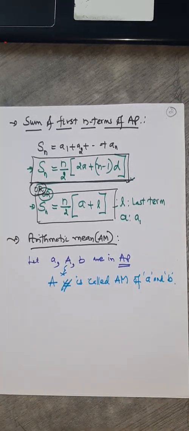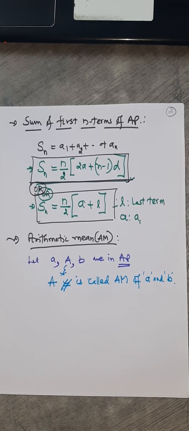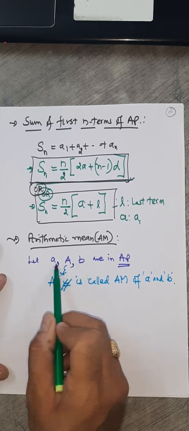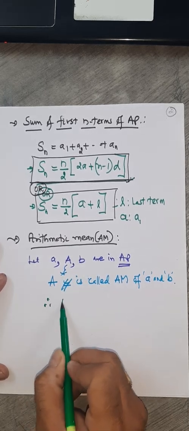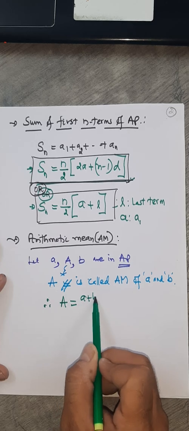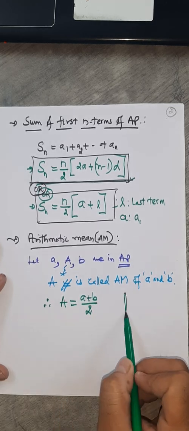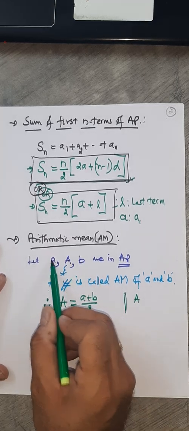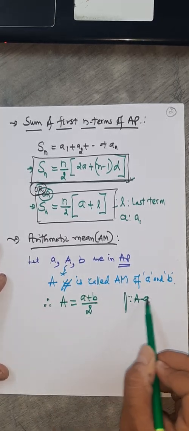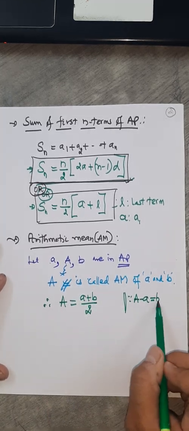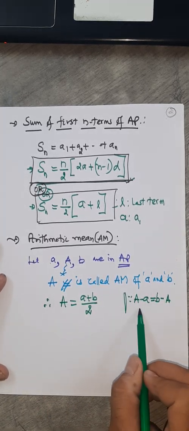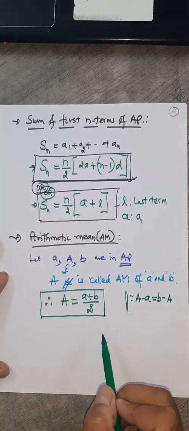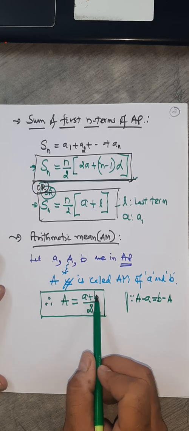Now if you use the concept of AP, this minus this equals this minus this, the difference is the same. So if you use that, you will get A equals (a plus b) by 2. Simple average. You see the successive difference: big A minus small a equals b minus A. Now just make A the subject of the formula, and I will get this. So the arithmetic mean of two numbers is the average, (a plus b) by 2.